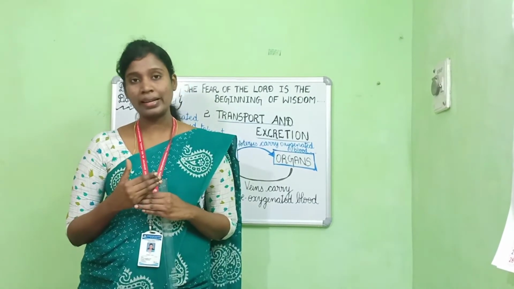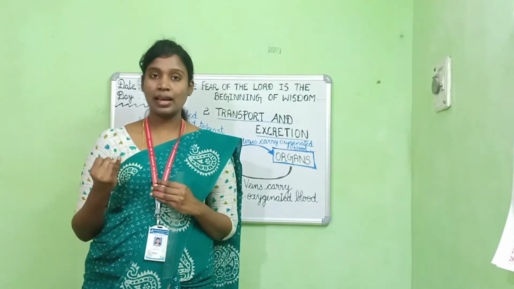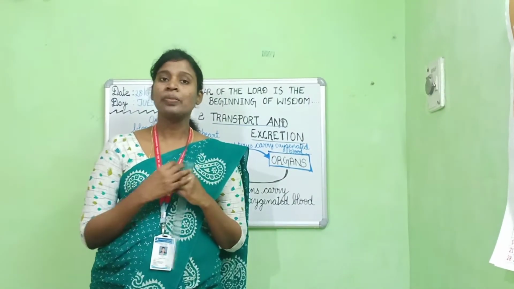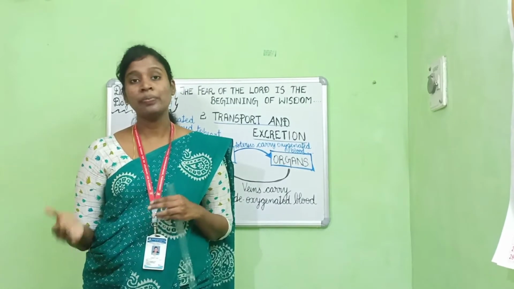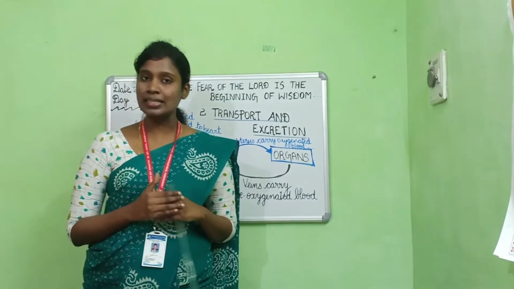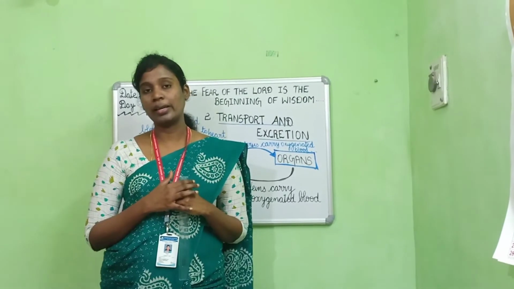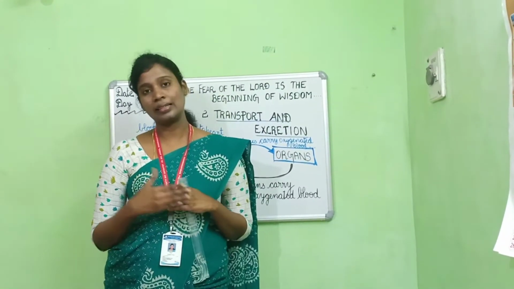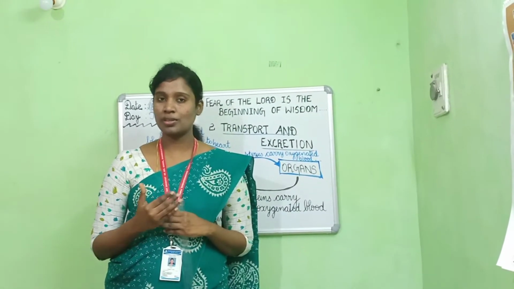Yes children, our blood carries oxygen and food to different parts of our body. Our blood carries carbon dioxide from various parts of the body to the lungs. And also our blood carries waste from different parts of our body to an organ called the kidney. So children, in this lesson we will be revising how blood flows in our body, and also we will learn how our kidneys work. First, I'll tell you about an important organ system which is the cardiovascular system.